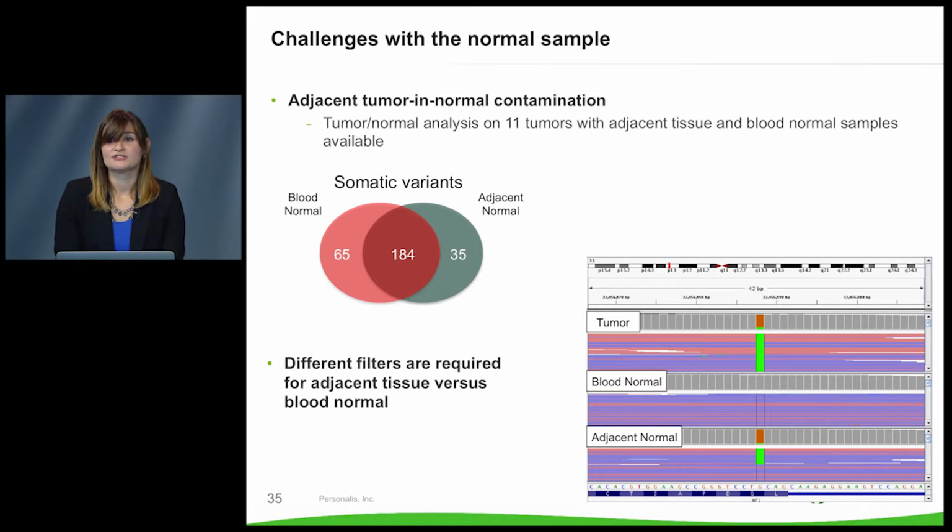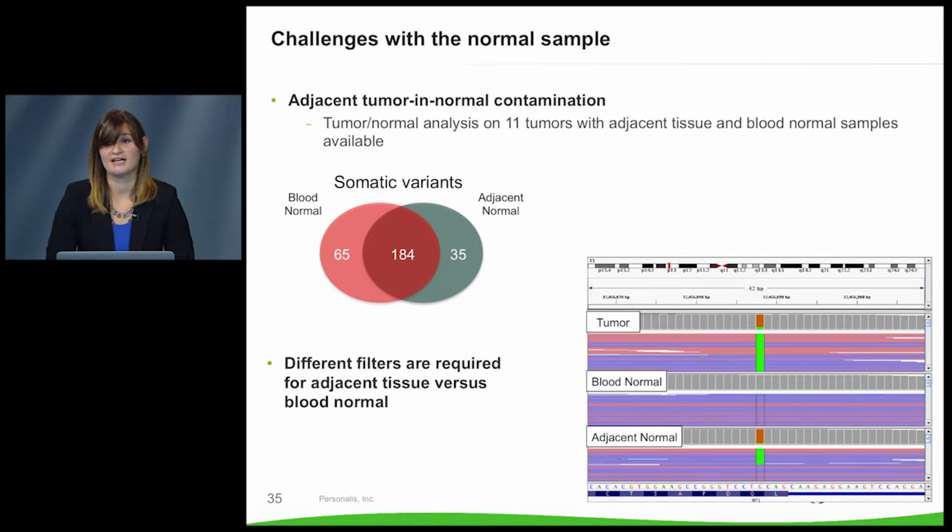And not all matched normal samples are created equal. Adjacent normal tissue may often contain some tumor contamination, which can skew results. So here we took a set of 11 tumors where we had both matched blood and adjacent tissue available, and we ran our tumor-normal analysis using each of the normals in turn. As you can see, there are some variants called in our blood normal analysis, in red, that are then filtered out when using the adjacent normal, because there was evidence for the mutation in the adjacent normal.